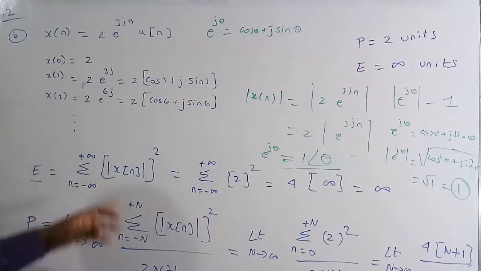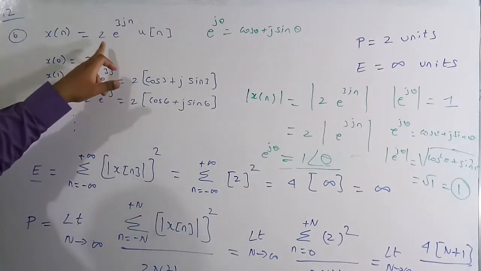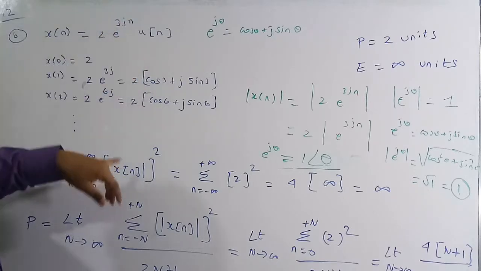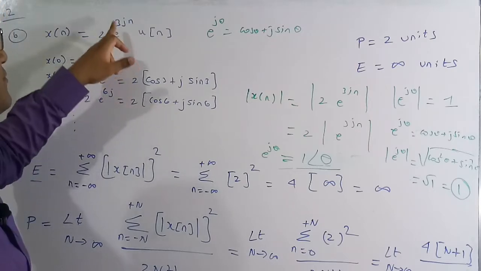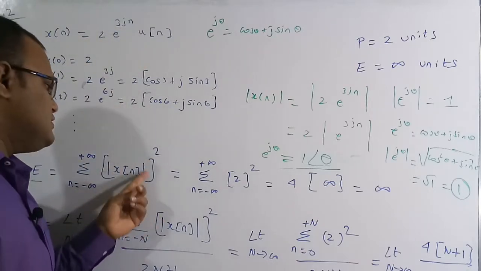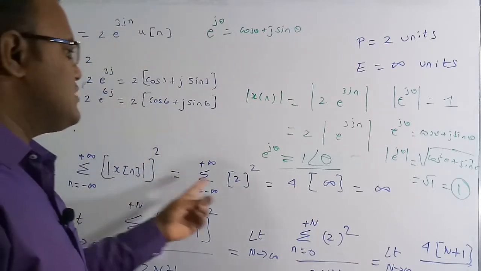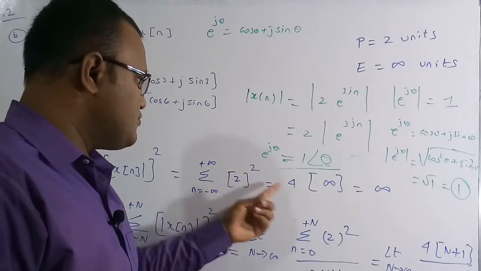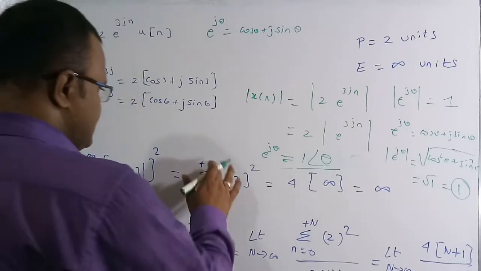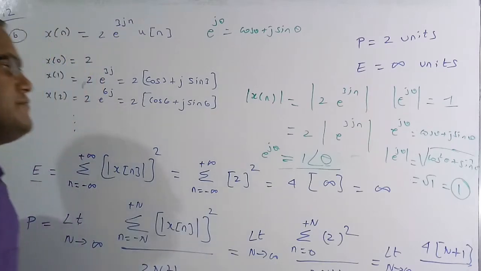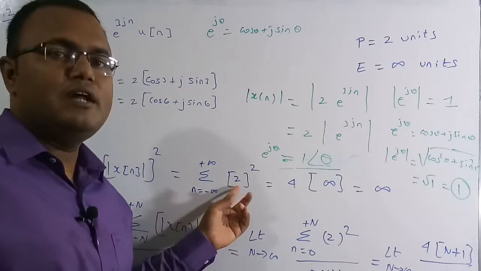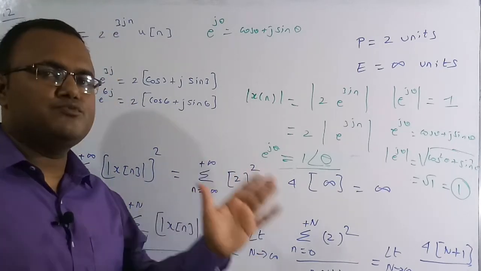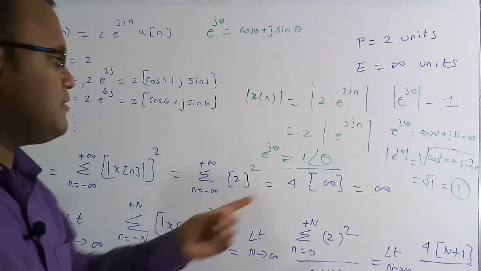So mod of x of n is nothing but 2 times 1, because the magnitude of e to the power of 3j n is 1. So this total value will become 2. So 2 whole square is 4. Now this is a limit, right? So we are going to add from minus infinity to plus infinity, which is nothing but adding 4 this many number of times: 4 plus 4 plus 4 plus up to infinity times, which is nothing but 4 into infinity.